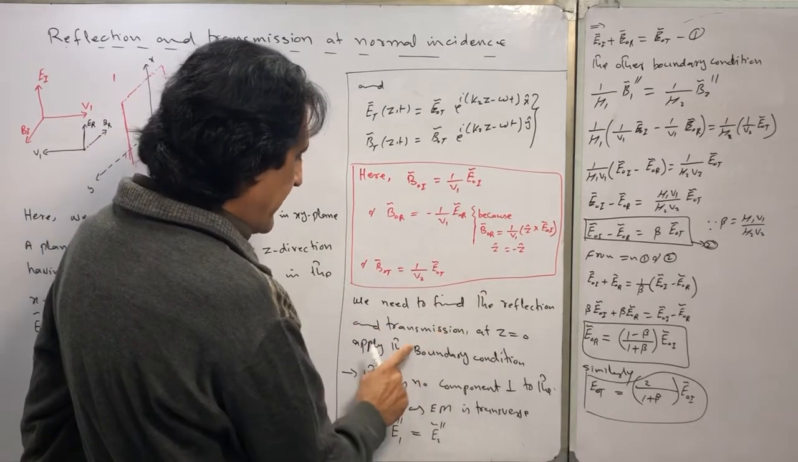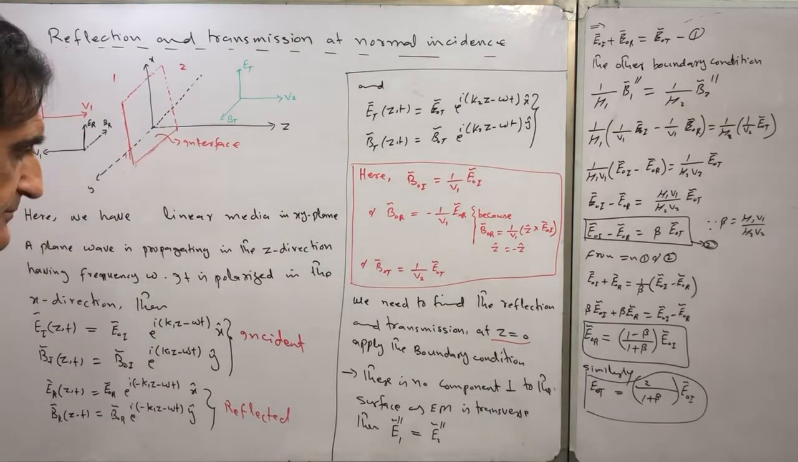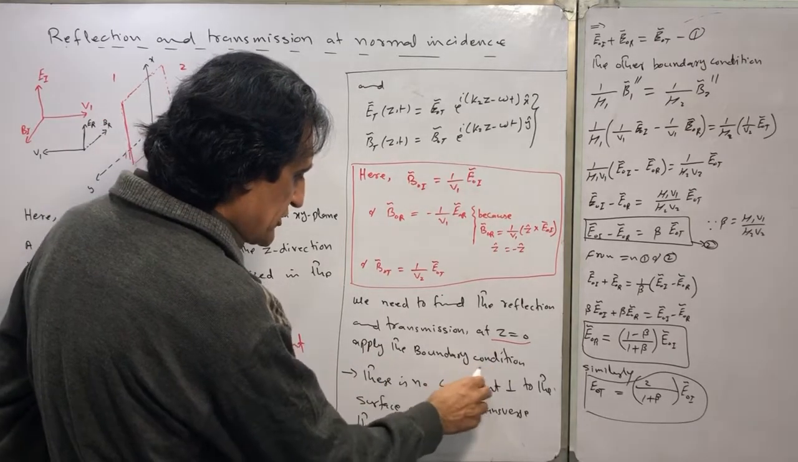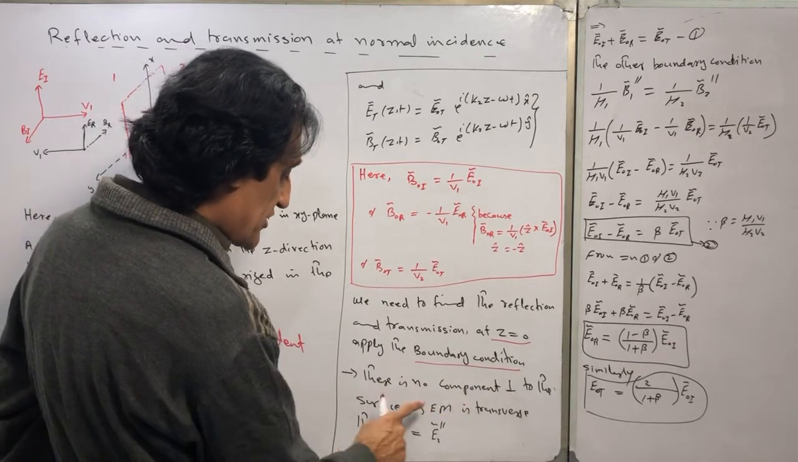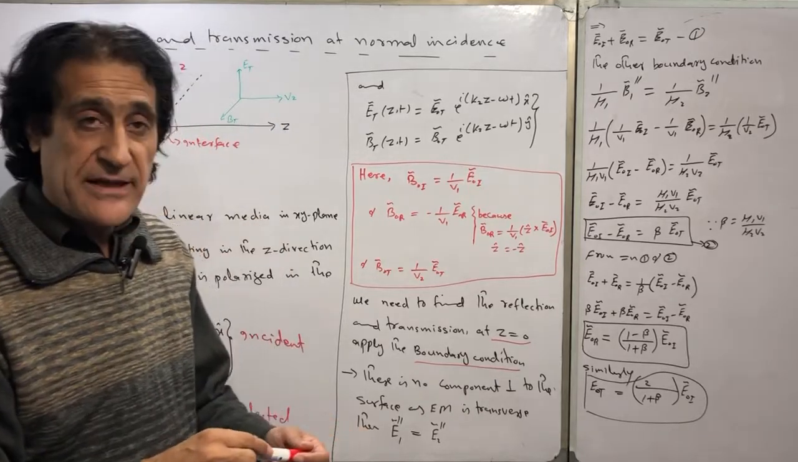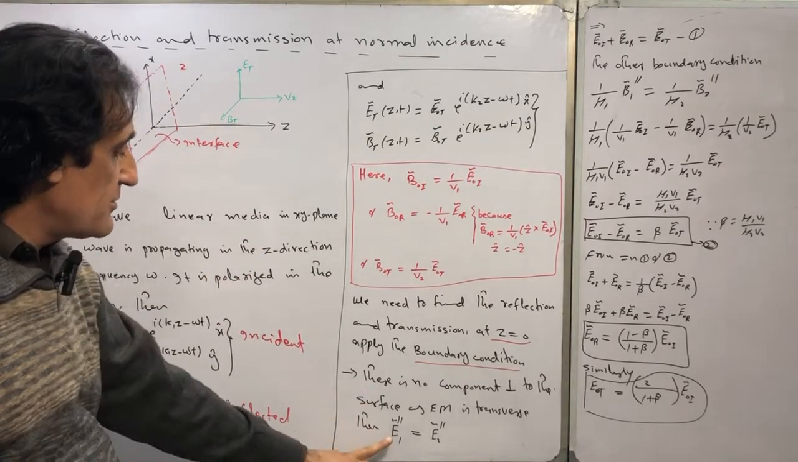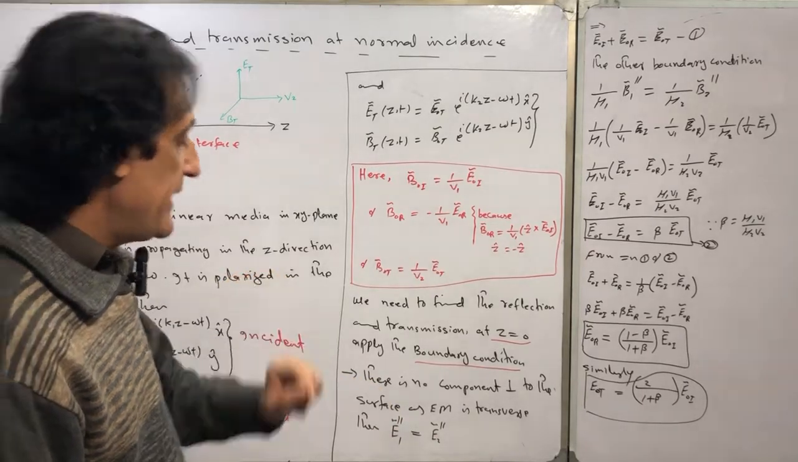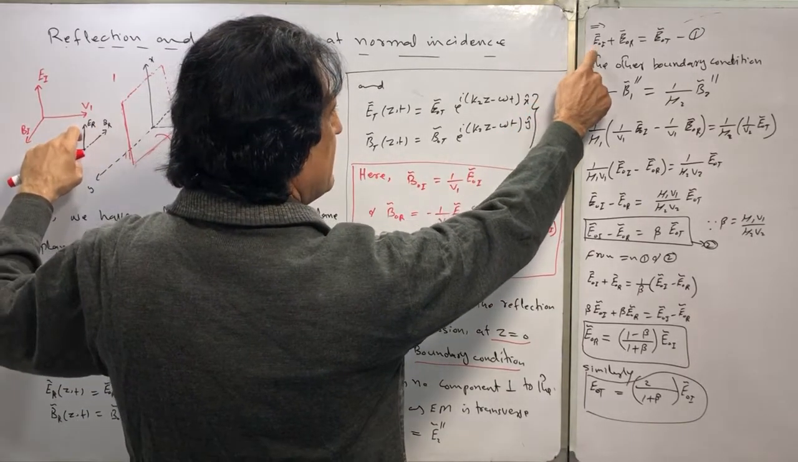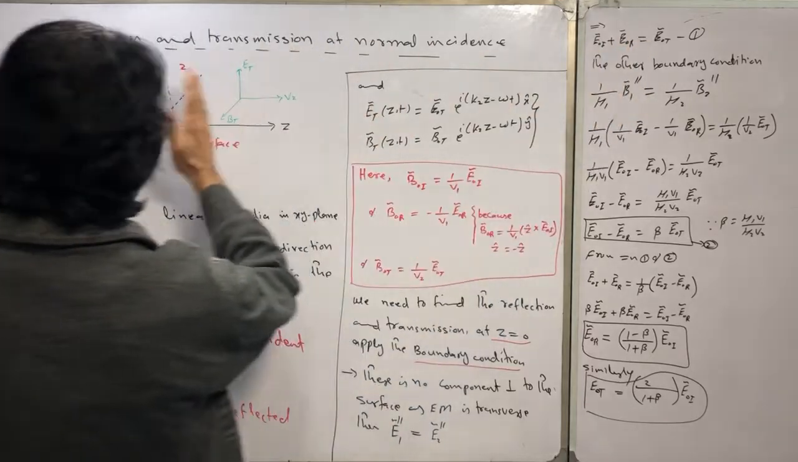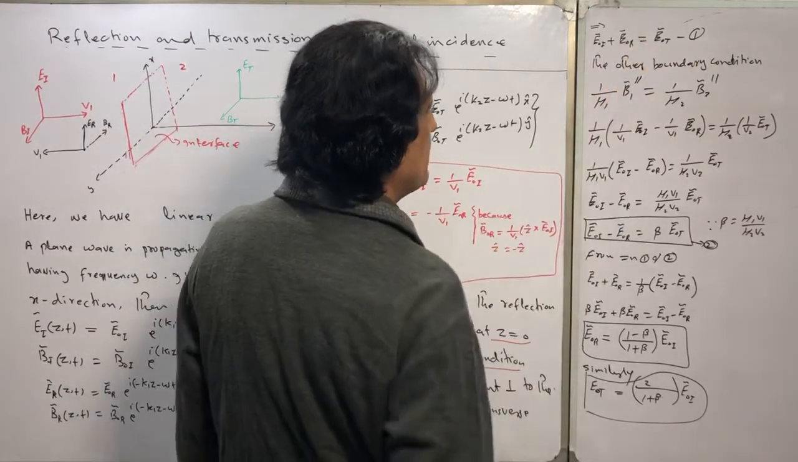Now we need to find the reflection and transmission at z equal to 0. At this z equal to 0, we will apply the boundary condition. There is no component perpendicular to the surface, as electromagnetic waves are transverse waves. There is no perpendicular component of the electric field to this plane, because the electric field is parallel to it. So E1 parallel is equal to E2 parallel, and in E1 parallel we have incident and reflected. So we can say that E0I plus E0R is equal to E0T. This is the boundary condition, and this is equation number 1.